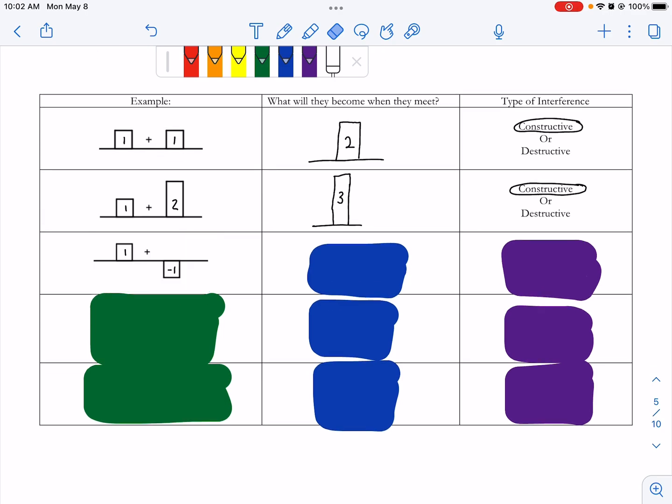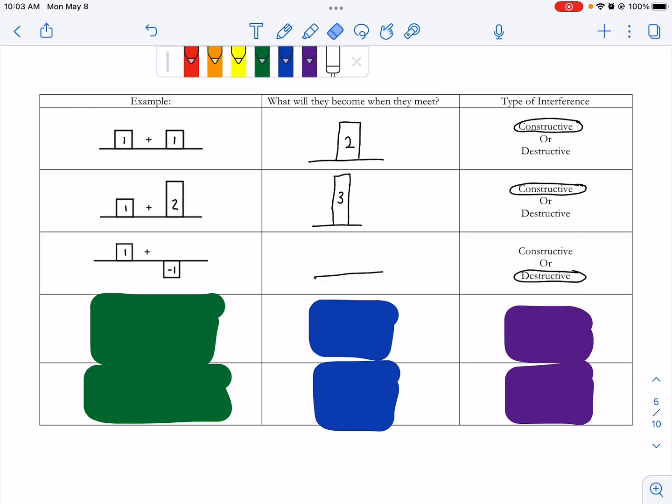And now I've got my third example. Now I have a 1 and a -1. That -1 is down on the bottom. I put a negative there because it's like a hole in the ground, okay? And when those waves meet, this one's a fun one. What are you going to write in that what they will become box? Well, if you drew a flat line, you are right. Those cancel completely out. If this were sound, you would hear absolutely nothing. And if this were light, you would see absolutely nothing. Okay, this is something that cancels completely out. This is definitely destructive interference. There's nothing left after that.